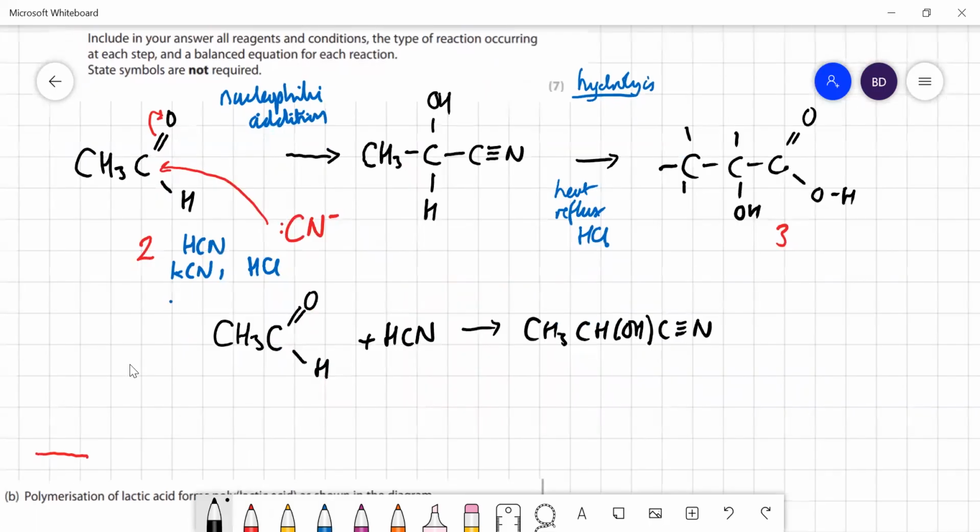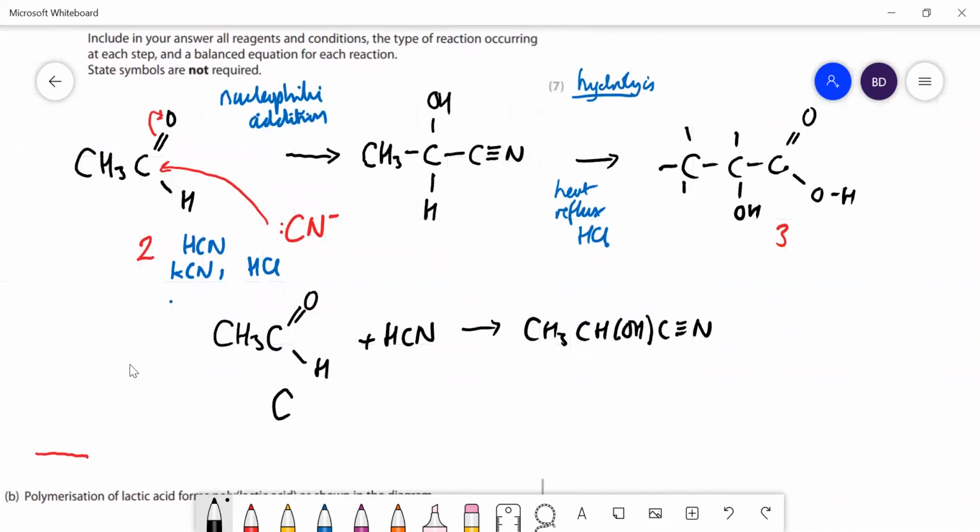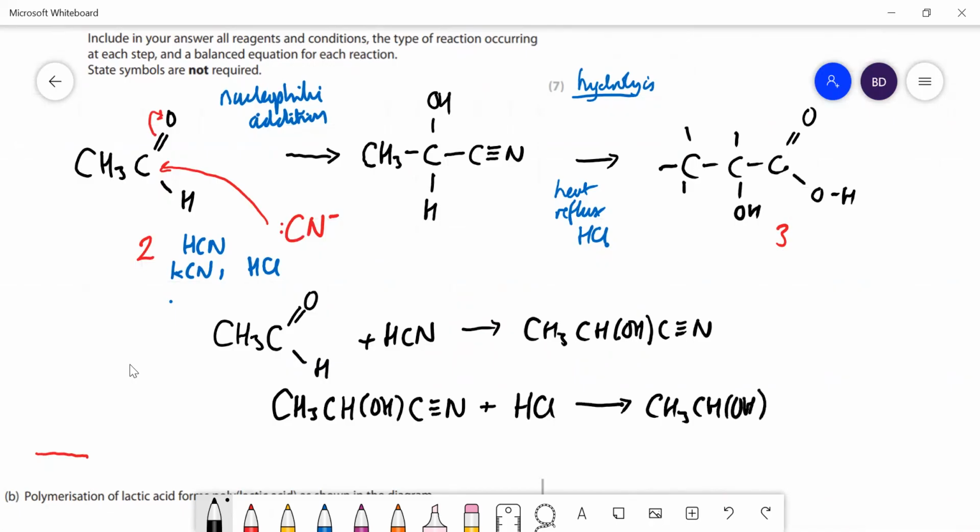The hydrolysis one then is a bit more difficult. So we're going to have CH3CHOHCN. We're going to react that with hydrochloric acid, HCl, or you can say H plus if you like. And what you're going to get is the product, and also the nitrogen ends up as ammonia there, NH3.